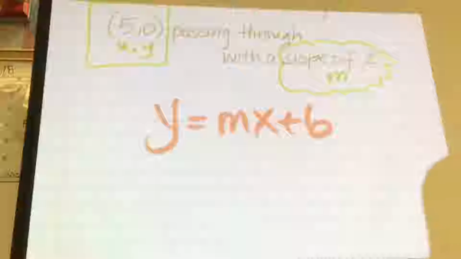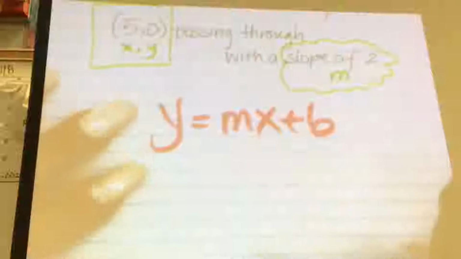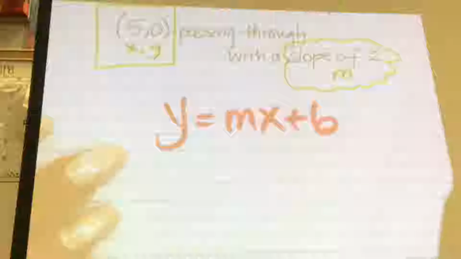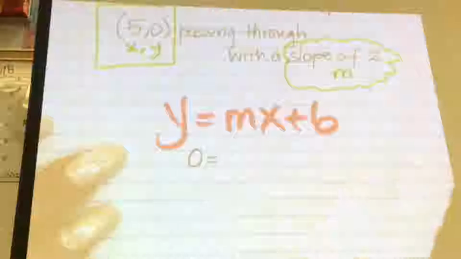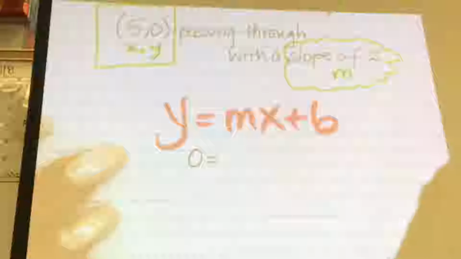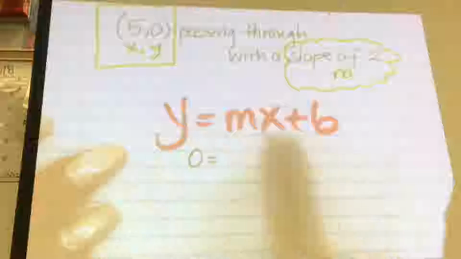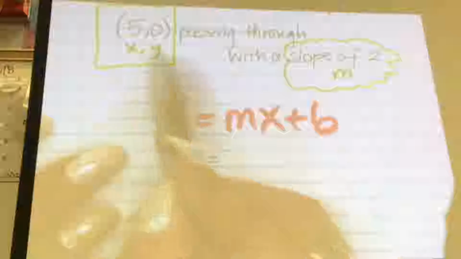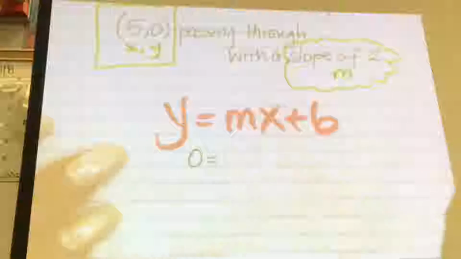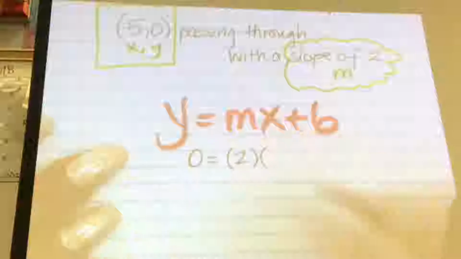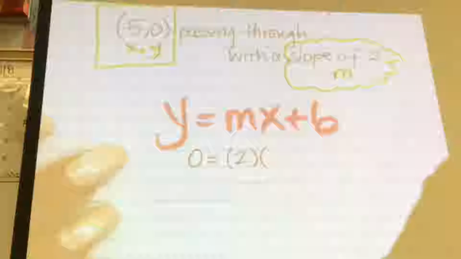I know what my Y is. I know what my M is. I know what my X is. Let's just plug and chug. Isaiah, everywhere I see a Y, what number am I going to plug in? 0. Very good. So instead of a Y, I'm going to plug in a 0. Dillinger, everywhere I see an M, what number do I plug in for M? Beautiful. 2, and let's do that in parentheses in case it's negative. We don't want to make mistakes.